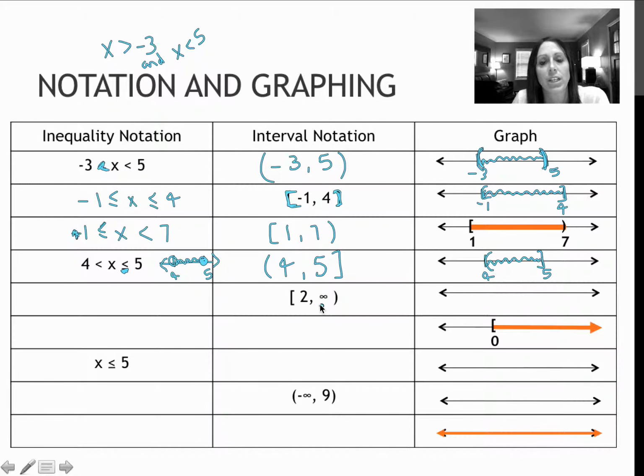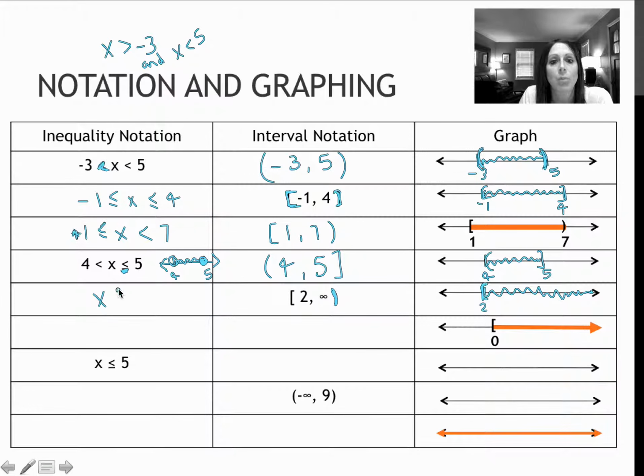Now we're getting into some trickier stuff because this means infinity. So this means 2 all the way up until forever. So there's really no end point, and because there's never really an end point, infinity is always, always, always an open bracket. So when I'm graphing that, this means I'm starting at 2, and it's then all of the numbers greater than 2 up until forever. So the 2 is a closed bracket, which means 2 is included, but then this goes on forever and ever and ever in this direction.